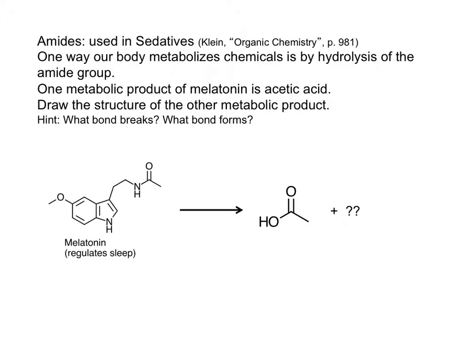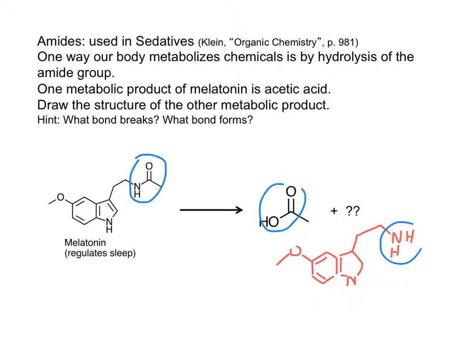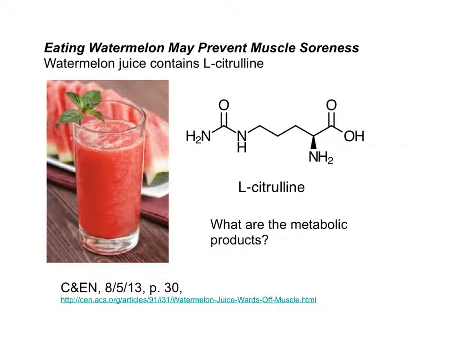And the answer is, so remember that the amide is formed from an acid and an amine. So I'm sure many of you work out. Did you know that eating watermelon may prevent muscle soreness due to the presence of citrulline? So stop the video and draw the metabolic products of citrulline. Here is the amide functional group, and this is the structure.